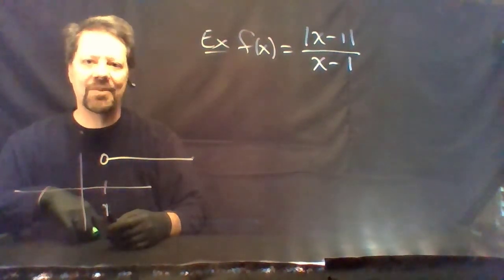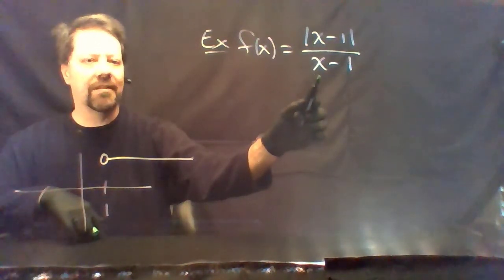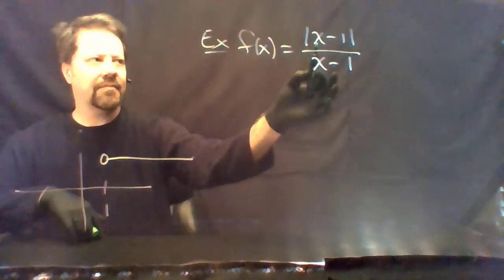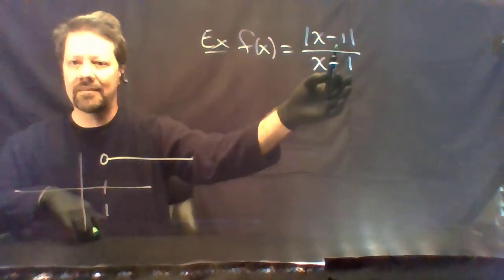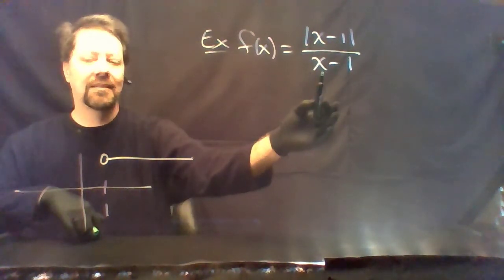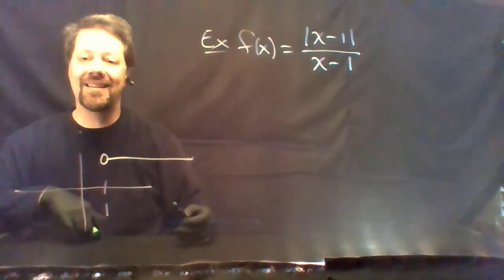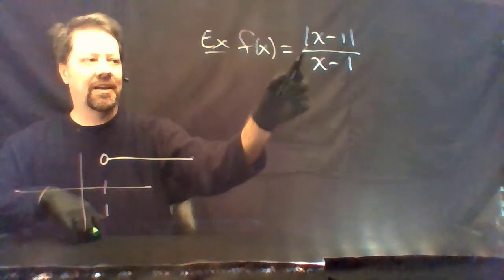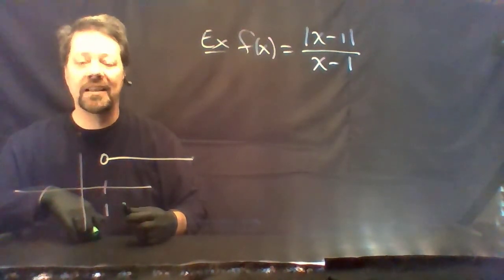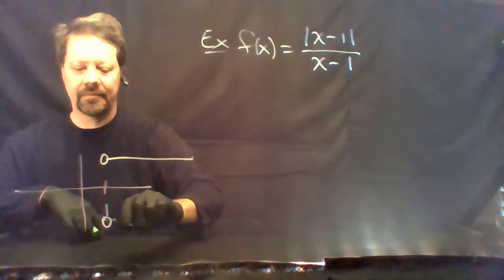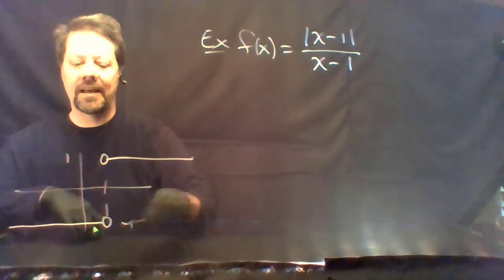Now, what happens when I plug in values smaller than 1? If x is smaller than 1, say 0, the top will give me the absolute value of negative 1, which is positive 1. The bottom will be negative 1. 1 divided by negative 1 is negative 1. If I have a number with the same magnitude but opposite signs, the ratio will always be minus 1. Everywhere to the left of x equals 1, the height is negative 1.